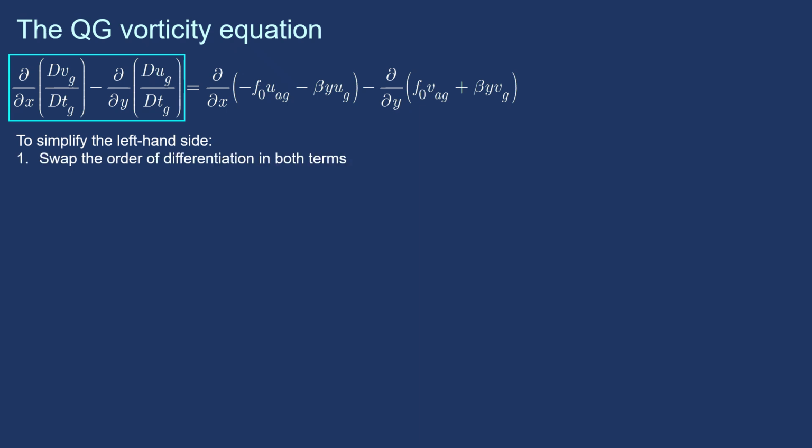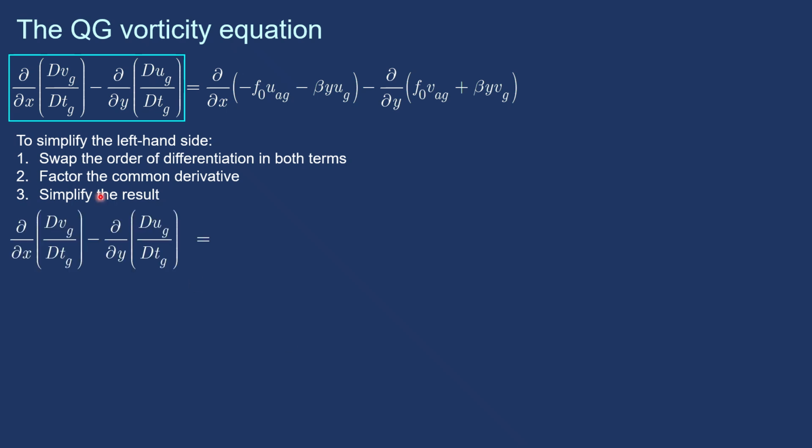First, we're going to swap the order of differentiation in both terms. Second, we're going to factor out the common derivative that results. And thirdly, we're going to simplify the result. So we start with what we have in the blue box here, and the first step is to swap the order of differentiation. So in the first term, we're going to move the partial with respect to x inside the parentheses, and we're going to move the geostrophic total derivative outside. That's going to give us this.